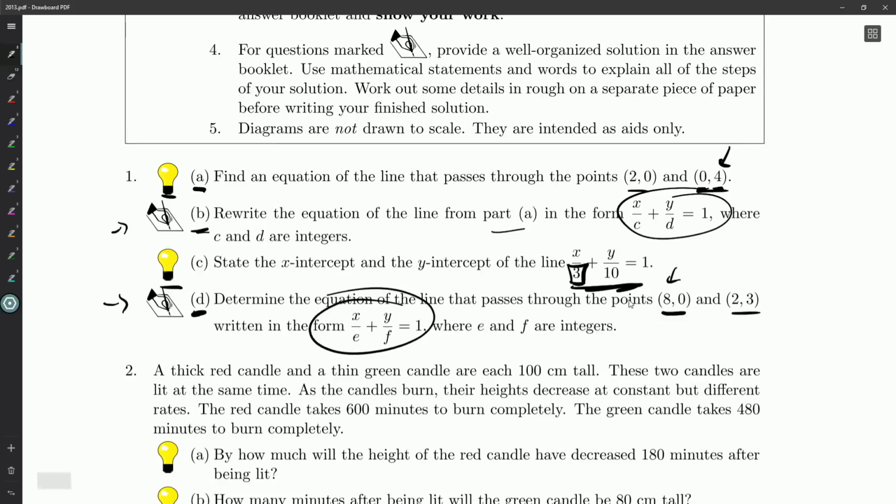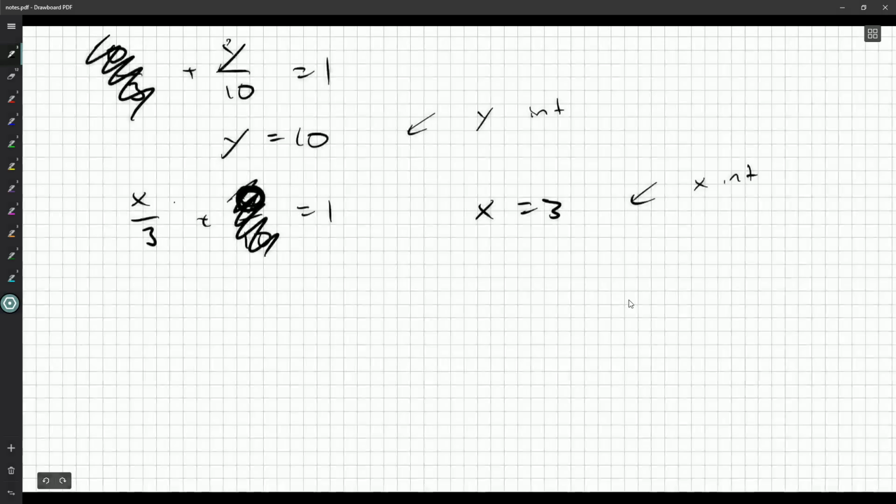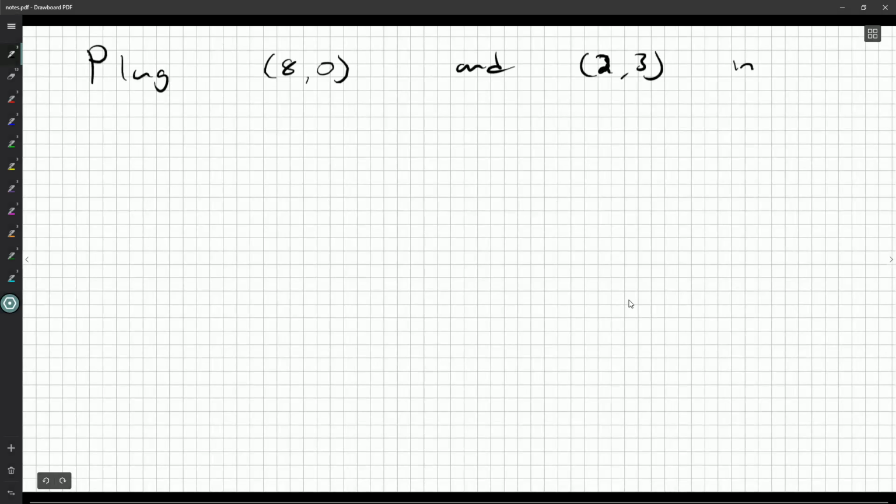How would I approach the question normally? We can get 2 sets of equations for E and F. So I'll start at this again because I do want to write this up. Plug 8, 0 and 2, 3 into the equation. Okay. You also don't have to do this. You could treat the question as though they had given us new points in part A. We could get the y equals mx plus b form and then rearrange that. That would work too. But I think I'm going to plug it into the equation they give me.